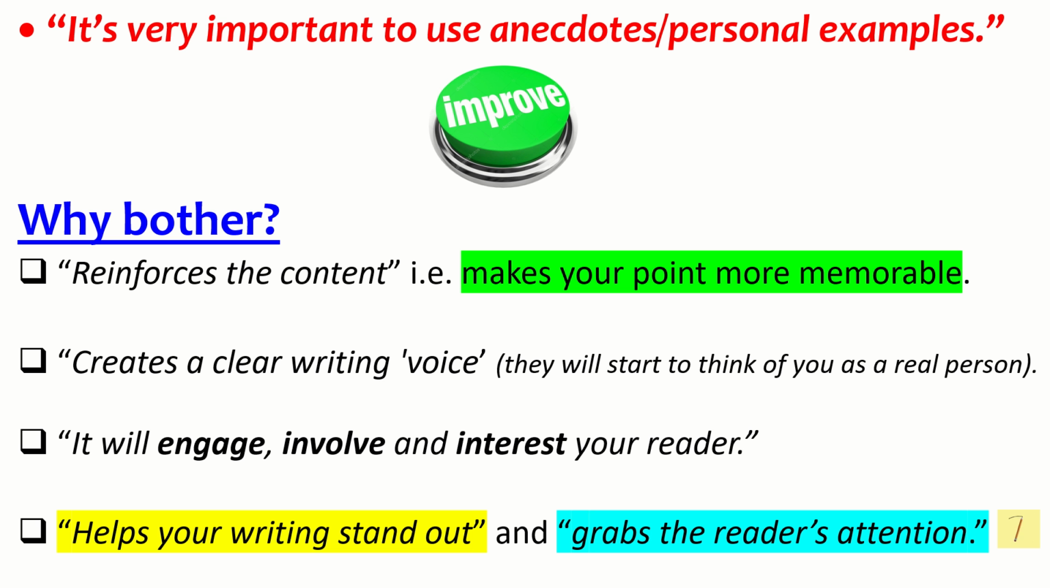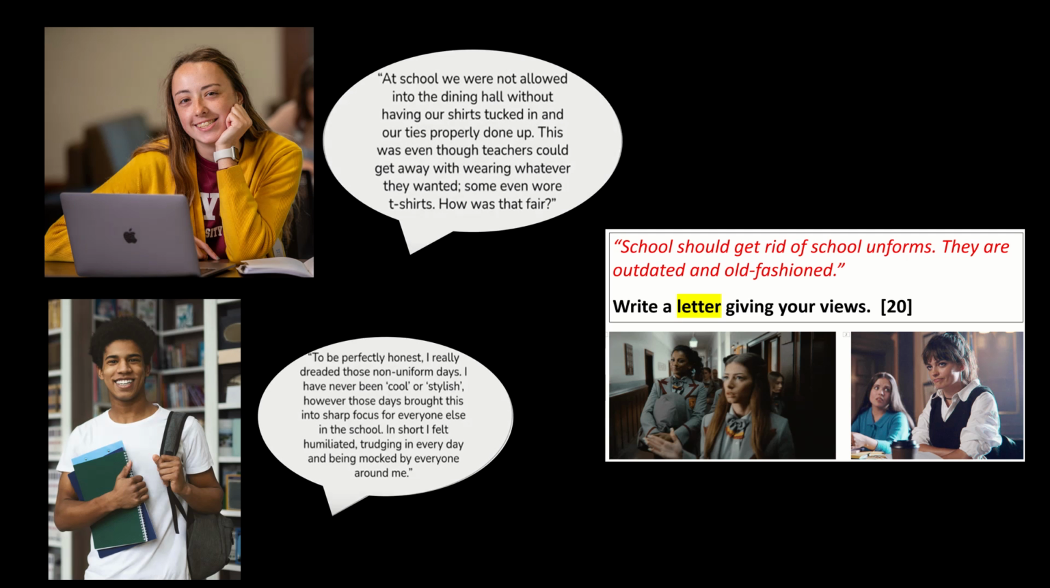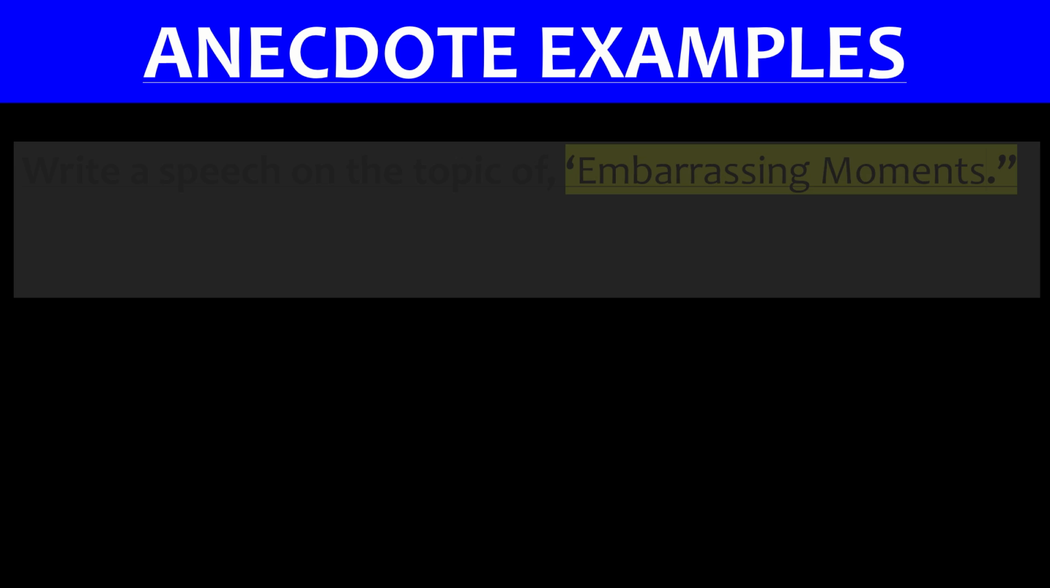I read this from the examiner's report, and in almost 2 pages, they mention anecdotes about 7 or 8 times. So it's really, really going to help you. If I was talking about school uniform being banned, these 2 people are giving opinions. It's much more interesting than just talking about it normally. Okay, so here are some examples.